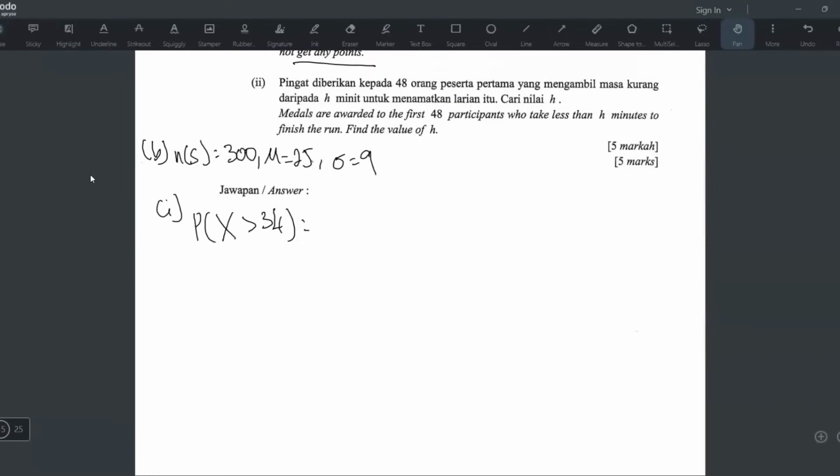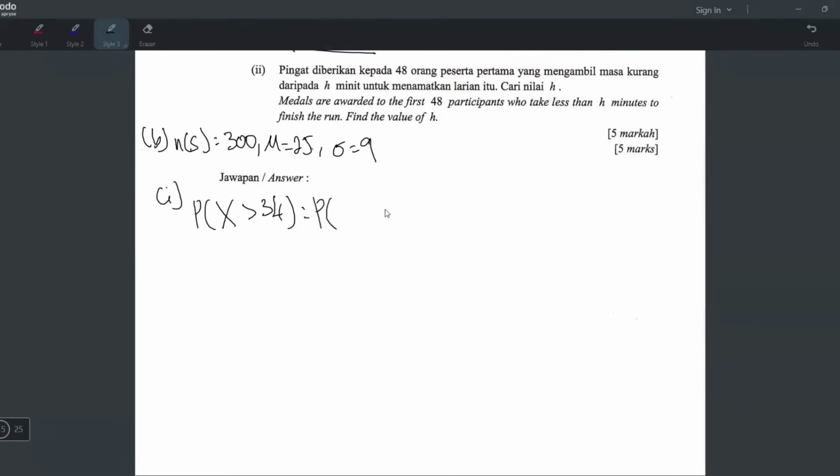But now you have to convert to Z, and after you convert to Z, refer to the Z score table to get the probability. So it becomes Z bigger than 34 minus mean over standard deviation, so minus 25 over 9. Now you press this and see what you get. It's definitely a positive value, so it will be 1. If it's already Z bigger than a positive value, then you can straight away read the table. You don't have to do any extra step, you don't have to do 1 minus or anything. Because if it's Z bigger positive, you can read straight away.